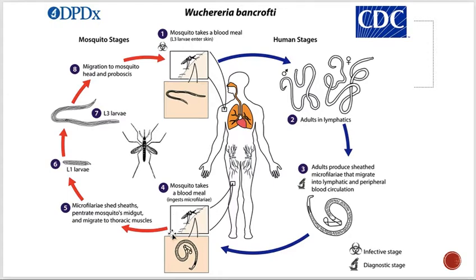Now, guys, once in the mosquito, the microfilariae shed their sheaths, penetrate the mosquito midgut and migrate to the thoracic muscles, where they become larvae, then change into L2, then L3, and then migrate to the mosquito head and proboscis. Then the mosquito bites a human again, and they cause this disease.